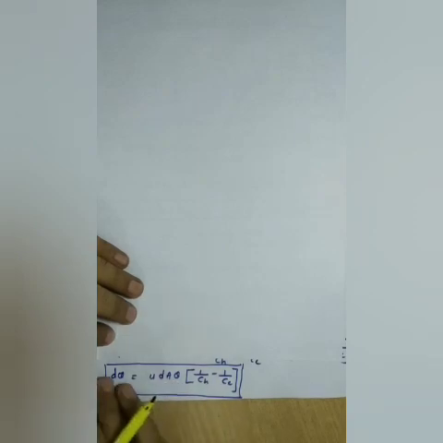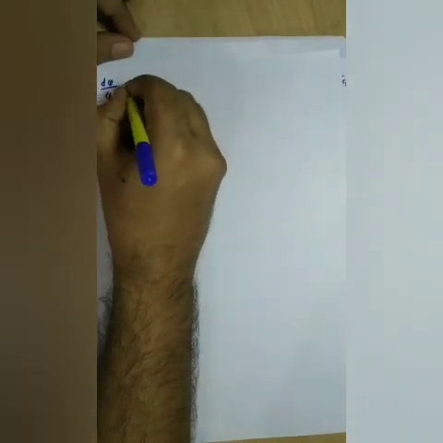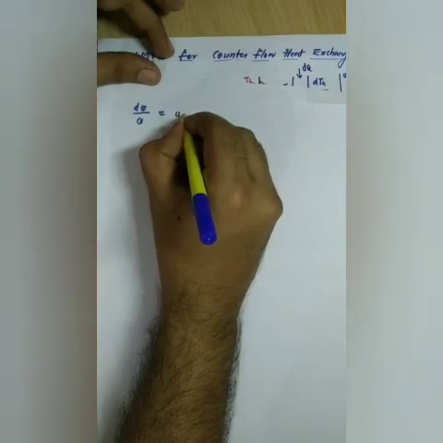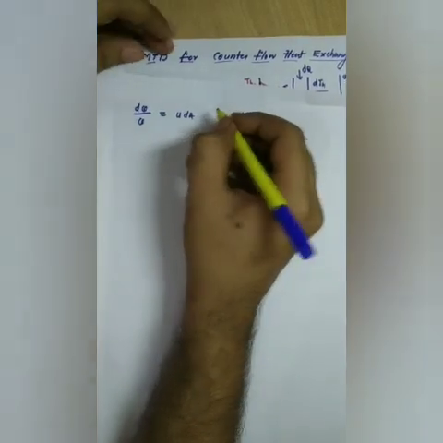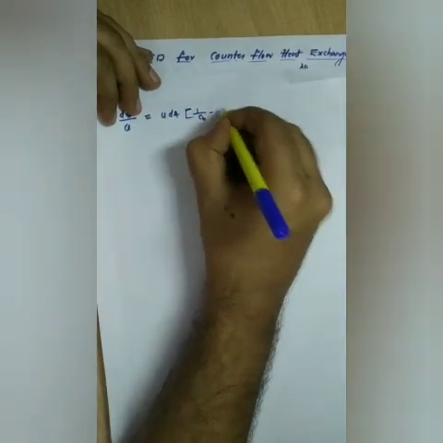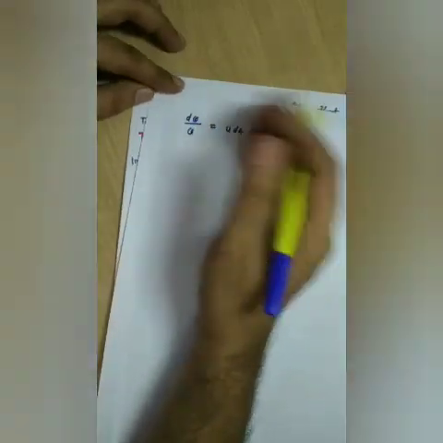Now we can separate the variables, the same variables, onto one side. Here d theta, and here theta. So I can take this theta to this side: d theta by theta is equal to, the remaining is U dA into 1 by Ch minus 1 by Cc. So I have separated the variables.